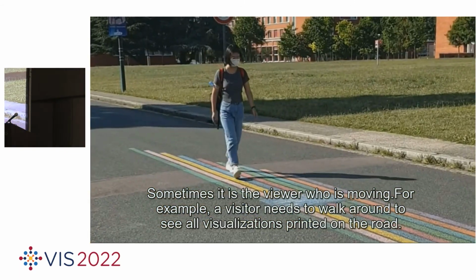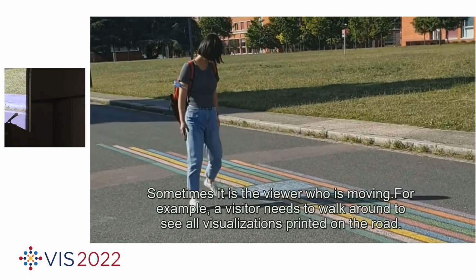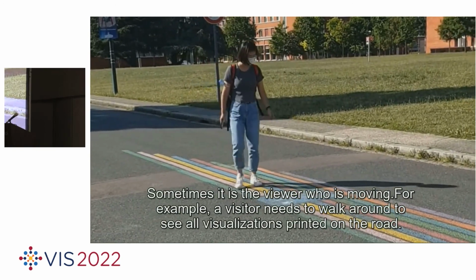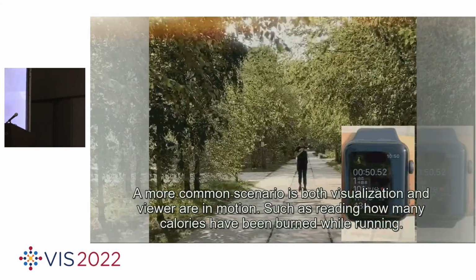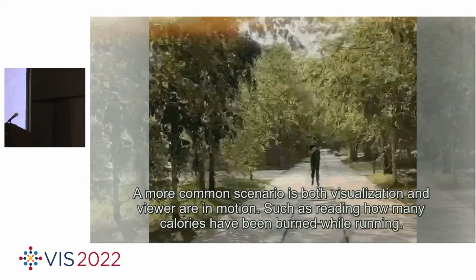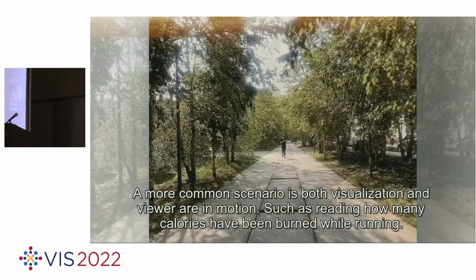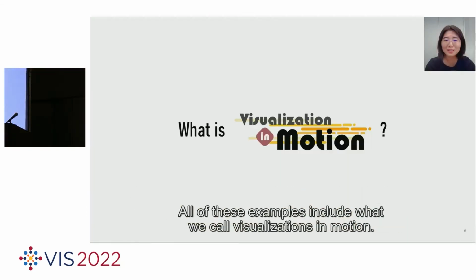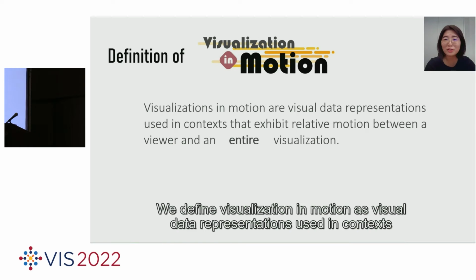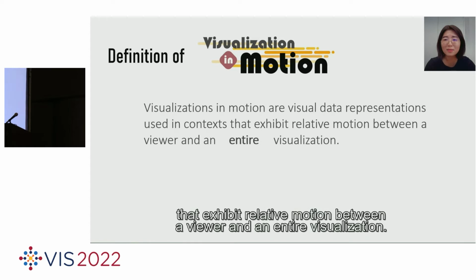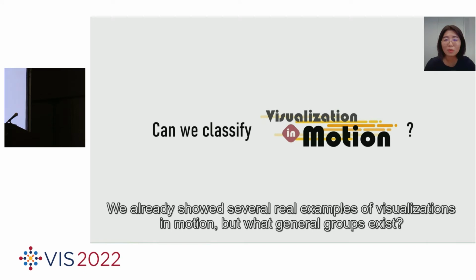Sometimes it is the viewer who is moving. For example, a visitor needs to walk around to see all visualizations printed on the road. A more common scenario is both visualization and viewer are in motion, such as reading how many calories have been burned while running. All of these examples include what we call visualizations in motion. We define visualization in motion as visual data representations used in contexts that exhibit relative motion between a viewer and the entire visualization.